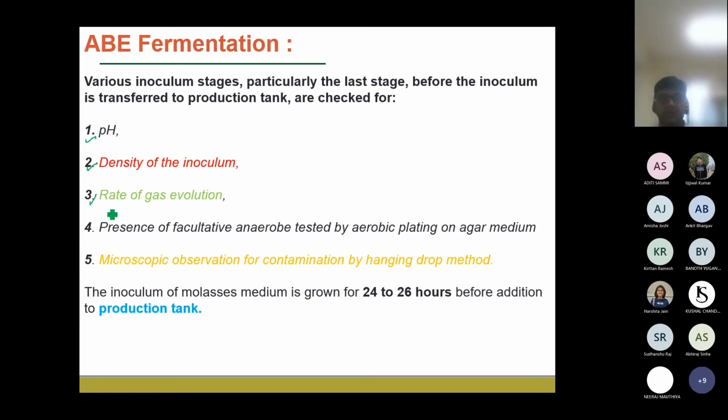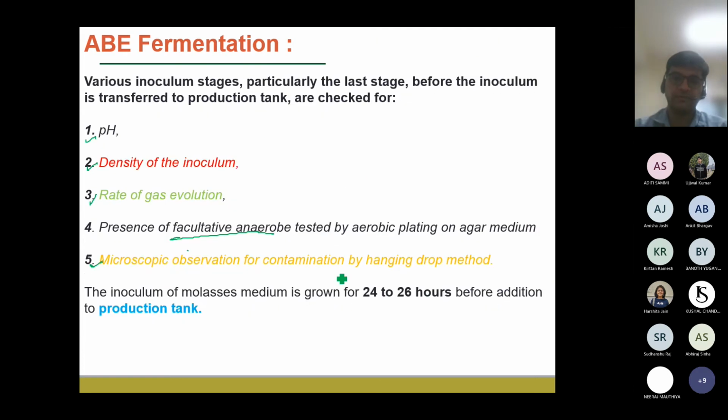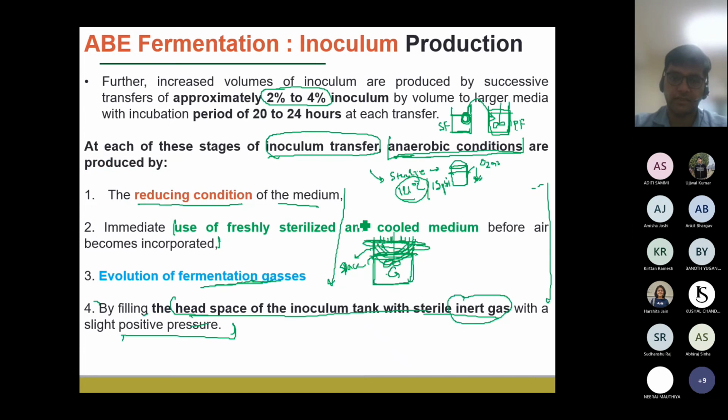evolved by the inoculum, the presence of facultative anaerobes tested by aerobic plating on the agar medium, and some microscopy observations are required to find out if any contaminants are present. And once these five parameters are checked, the inoculum transfer process that we have mentioned in this slide is actually done.